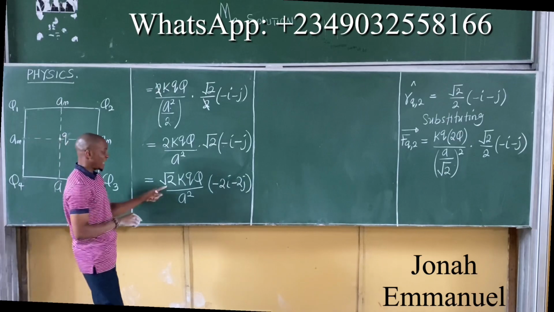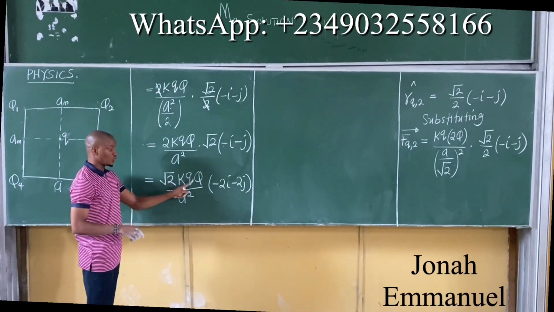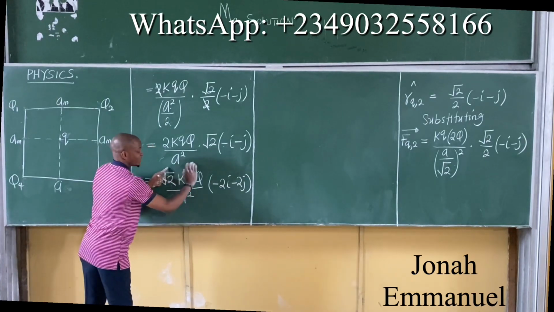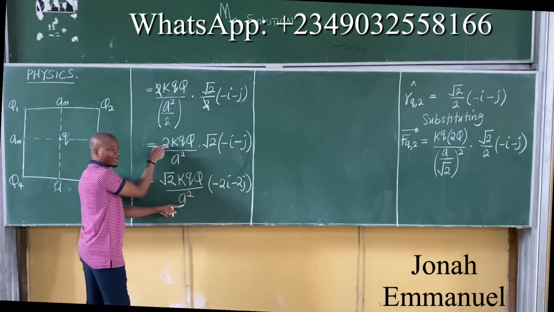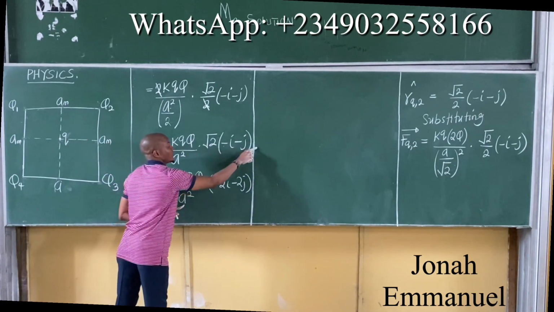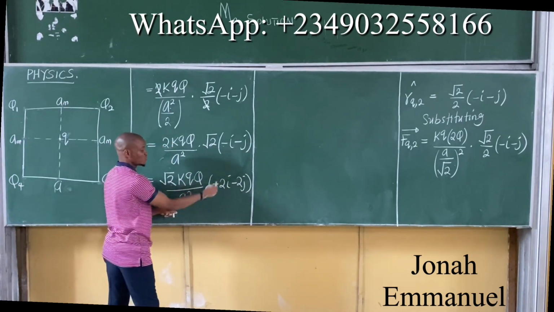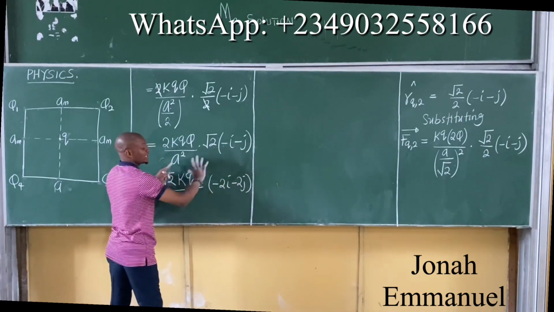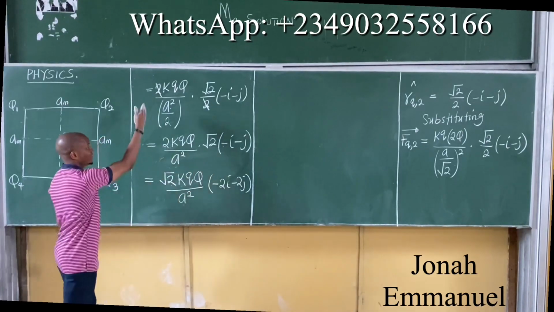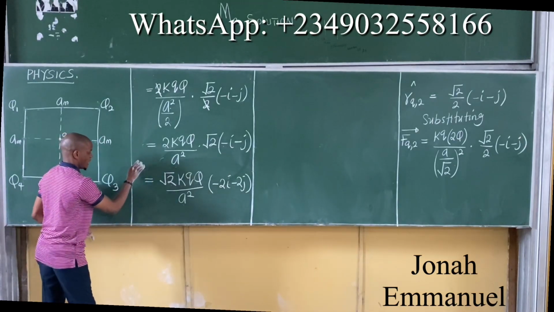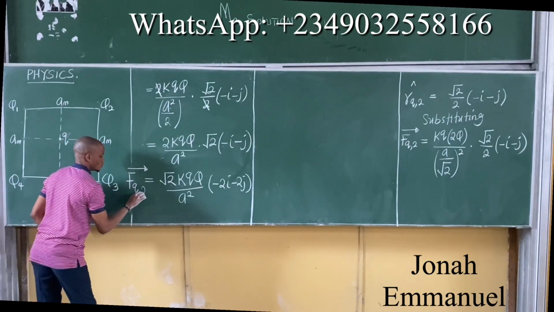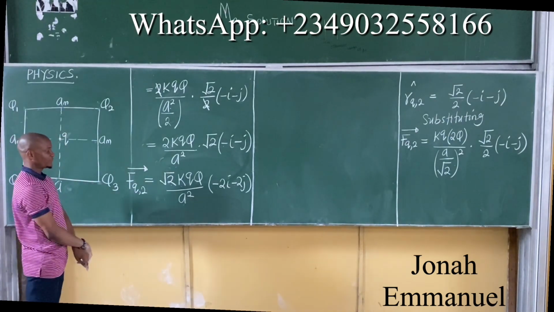Please, this stuff is actually very intentional. In my form, I had root 2 KQQ over a squared. So my task will be to present this form. In trying to present this form here, I'll bring this one here. I'll take this one this way. So it becomes root 2, it becomes 2 times this one here, such that if I expand, it becomes 2i minus 2j. This is done with the idea that I want to present this form, and that's it. So I have this as FQ2. Alright, so you have this.